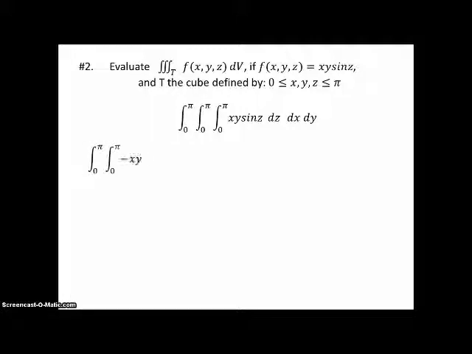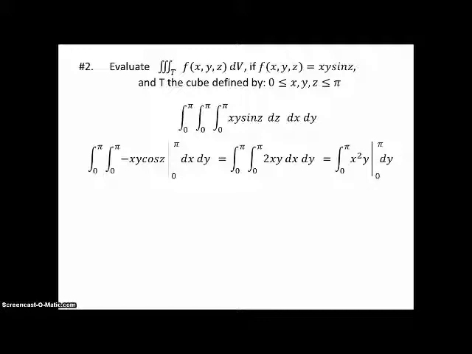So integrating with respect to z, we get negative xy cosine z, and we have to evaluate z from 0 to pi, and that gives us the double integral of 2xy dx dy. And so that's convenient because now we can integrate with respect to x and get x squared y and substitute 0 to pi for the x value, and that gives us the integral of pi squared y dy, which integrates easily. And then we evaluate that from 0 to pi, and we get our answer of 1/2 pi to the 4th.